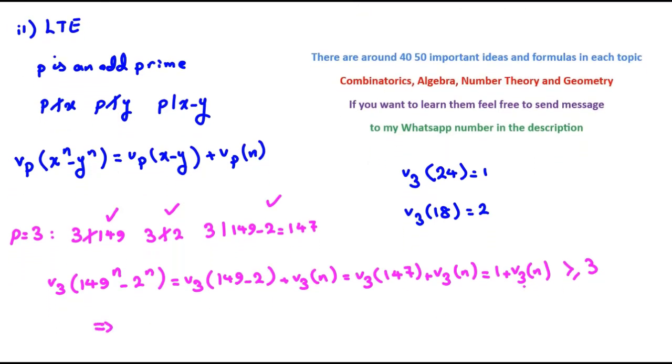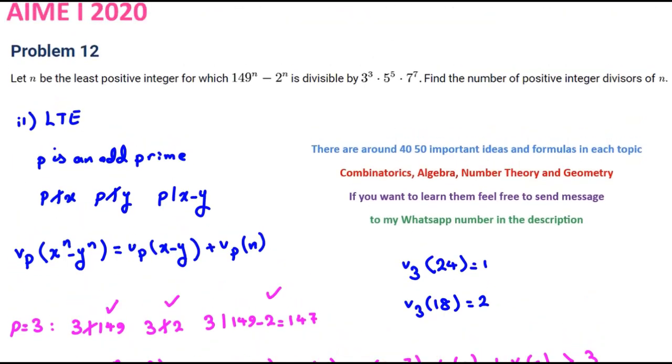So if we pay attention to this inequality and subtract 1 from both sides, V3 of n is at least 2. When V3 of n is at least 2, it means the power of 3 in n is at least 2, so n should be a multiple of 9. It's the first condition that we proved.